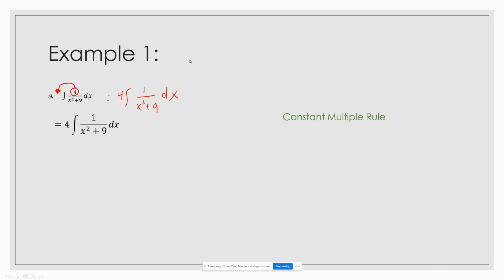Now I'm going to look at my integral table of all of those rules, and I'm going to see, does this look like a rule? And one thing that I notice is that I have something squared plus something squared in my denominator. That 9 is actually the same thing as 3 squared, so we've got x squared plus 3 squared. So I have something squared plus something squared. Is there a rule in our table that pertains to that?